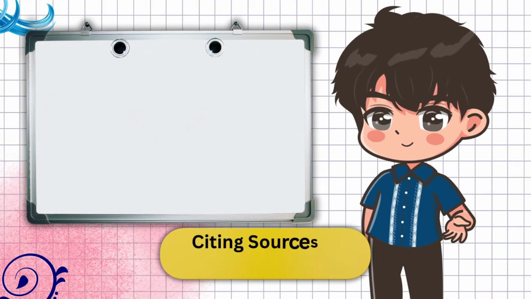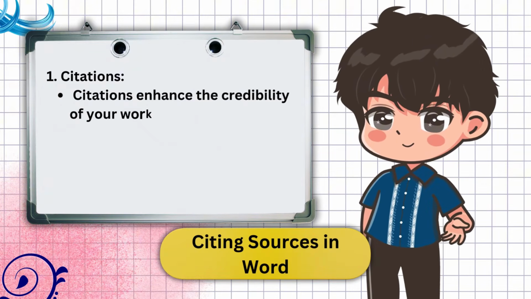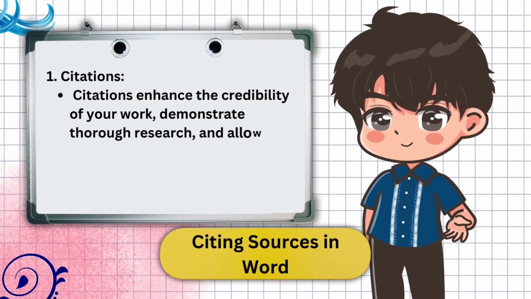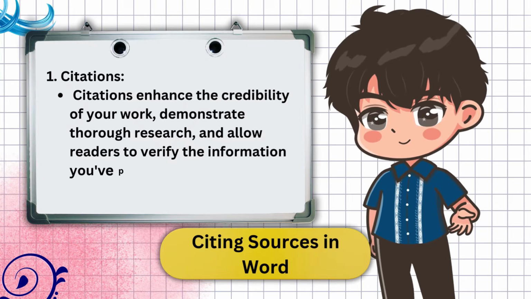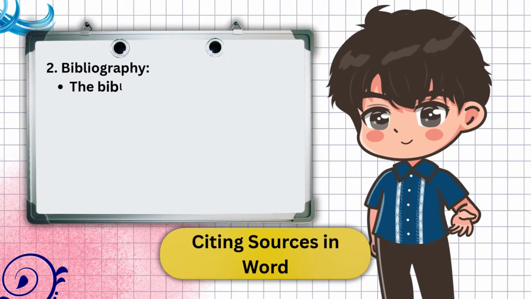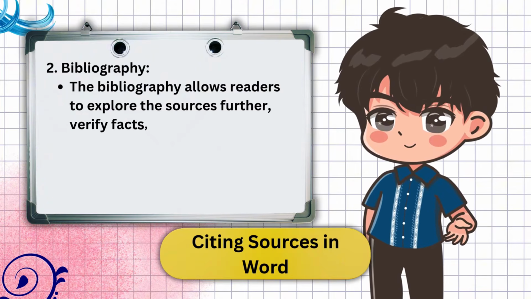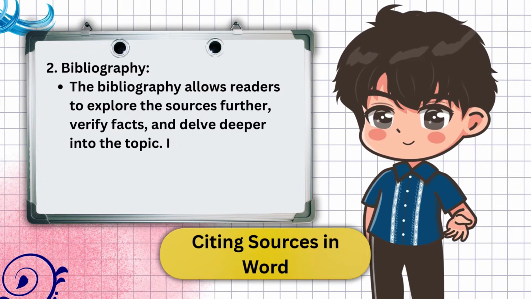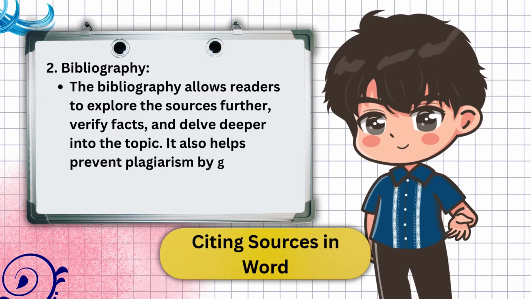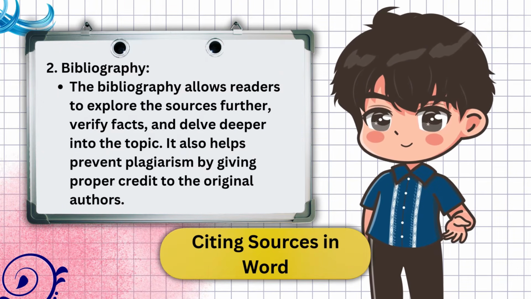For citing sources in Word. 1. Citations. Citations enhance the credibility of your work, demonstrate thorough research, and allow readers to verify the information you've presented. 2. Bibliography. The bibliography allows readers to explore the sources further, verify facts, and delve deeper into the topic. It also helps prevent plagiarism by giving proper credit to the original authors.